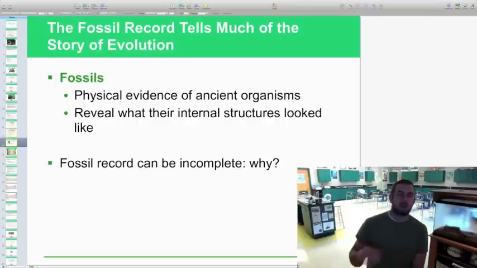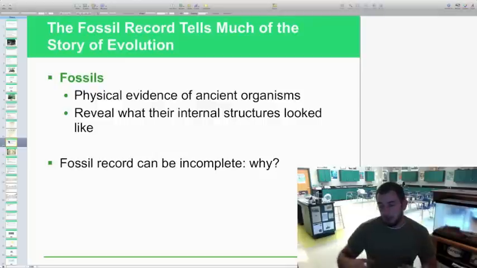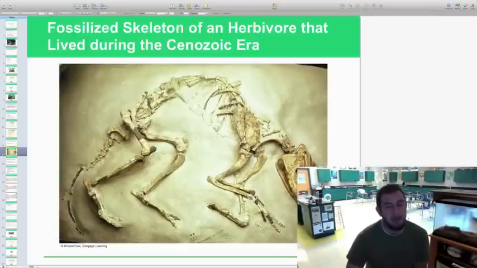So fossils. Looking at fossil records is one of our major key components for how we actually learn about evolution and prove it over time. Fossil evidence is physical evidence of ancient organisms, revealing what their internal structures look like. Fossil records can be incomplete, obviously, because a lot of changes happen on the Earth. Things just didn't die, and plus there are lots of things in the bodies of organisms that don't fossilize well. So a lot of times fossil records can be incomplete for a number of different reasons, but at least it gives us a little bit of a glimpse as to what happened in the past.